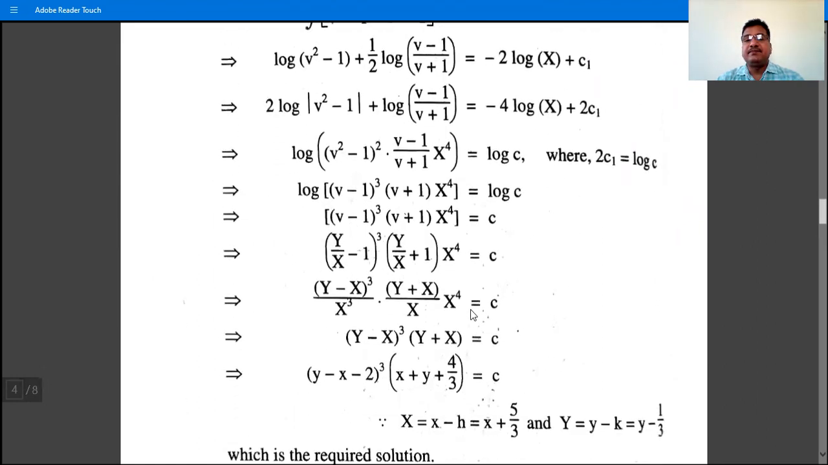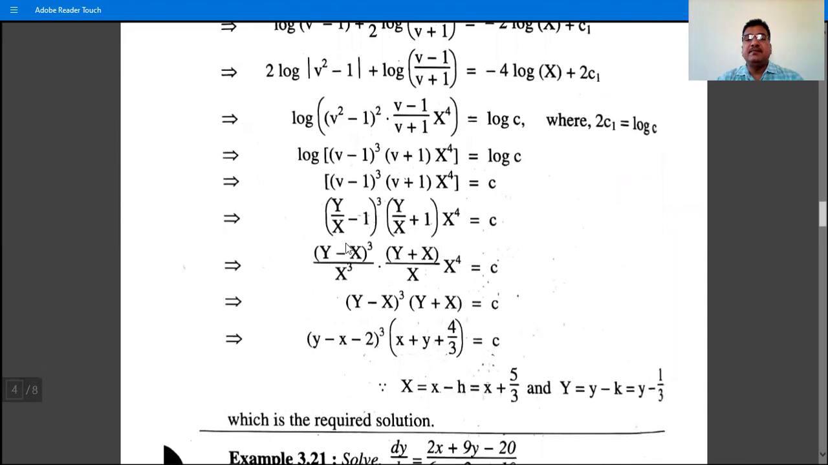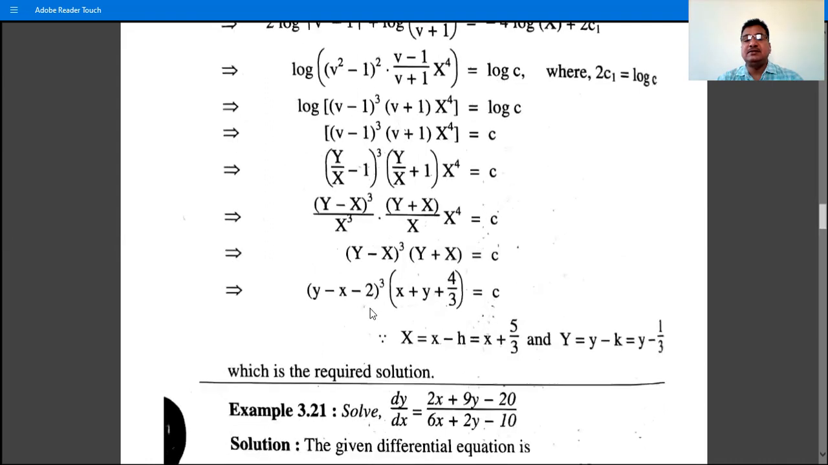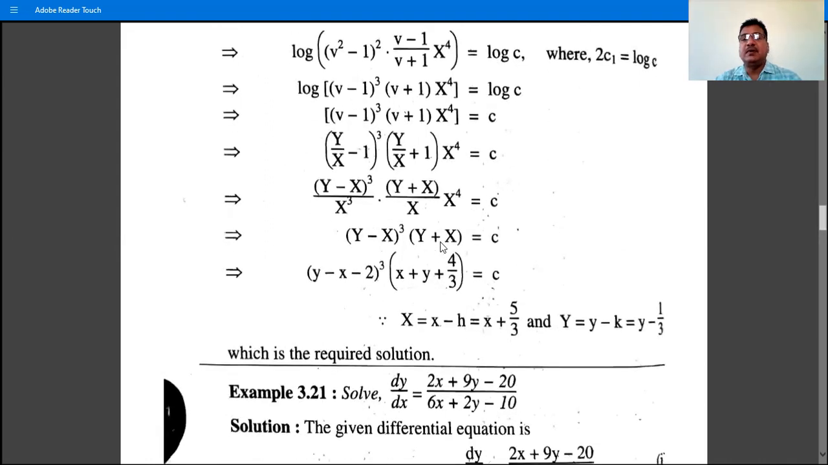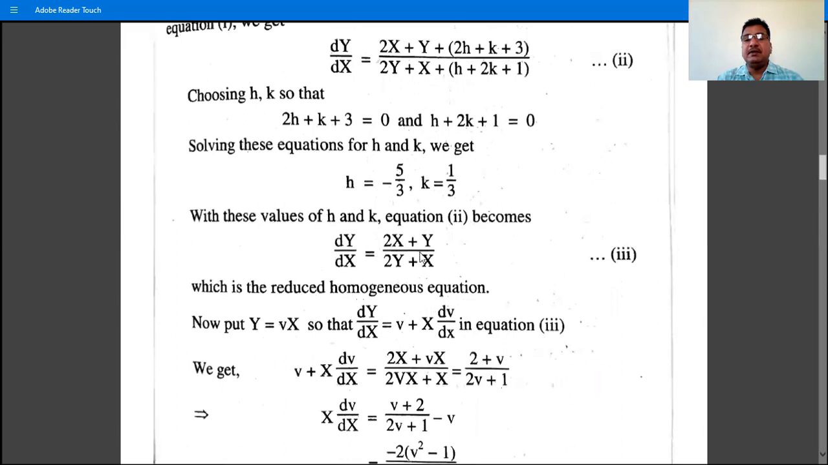We have this, and then take x as LCM. So it becomes (y minus x), so (y minus x) bracket cube divided by x cube. Similarly, take x as LCM, (y plus x) divided by x. And this x cube into x raised to 4 gets cancelled with this. So we have (y minus x) cube times (y plus x) is equal to constant. And now this is what? This is the solution of equation number 3.